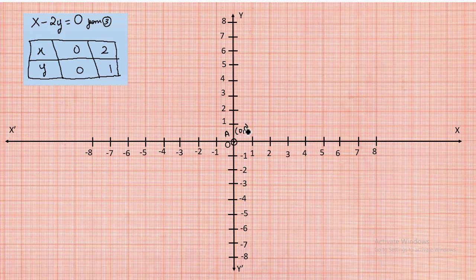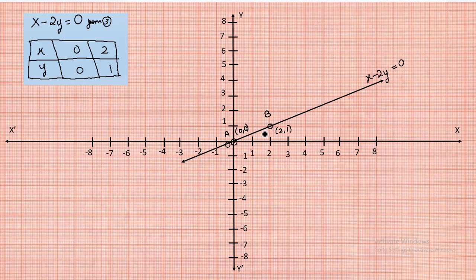also equal to 0. Now let us plot the next point from the table, where x is equal to 2 and y is equal to 1. So on the x-axis we should take 2, and on the y-axis we should consider 1. We get the point here where x is equal to 2 and y is equal to 1. Okay, so let us mark this point as B. So we will draw a line through these points A and B, representing the equation x minus 2y equal to 0. So on this line we will write the equation x minus 2y is equal to 0.